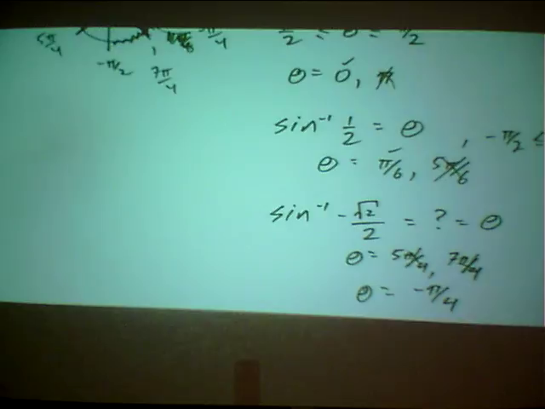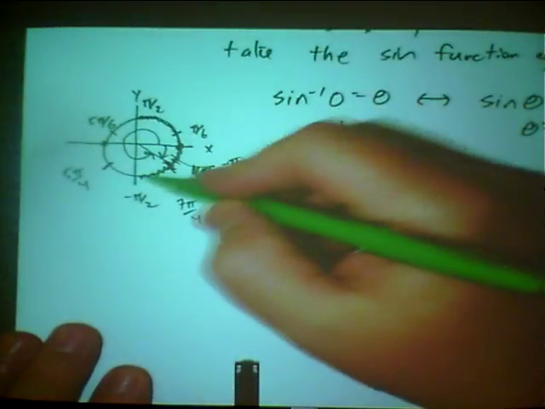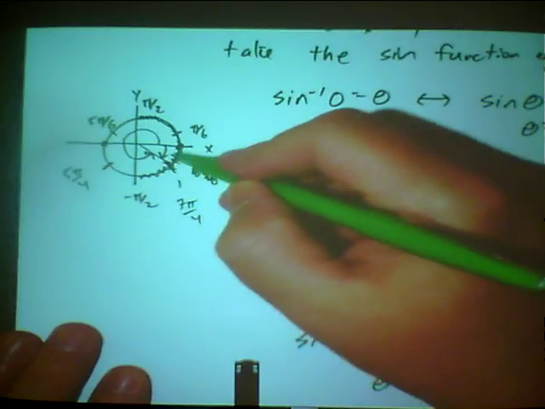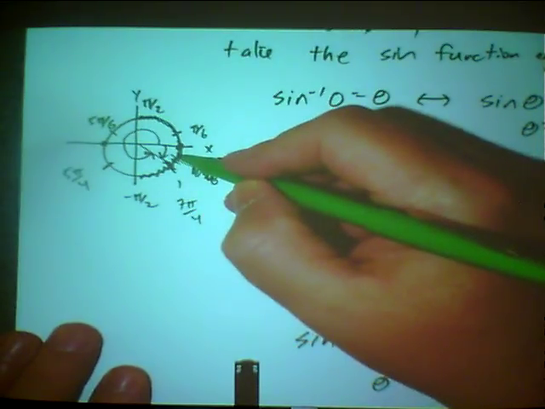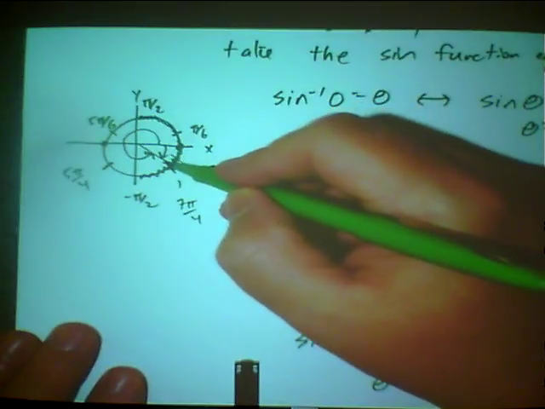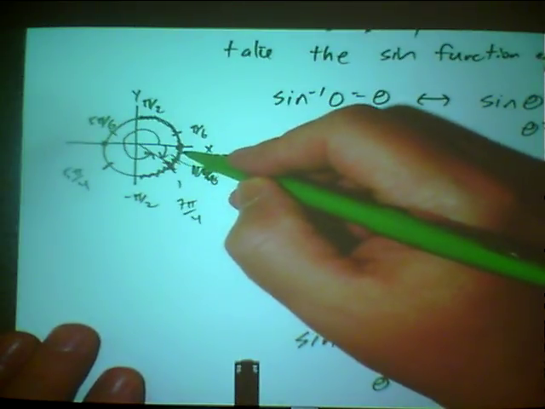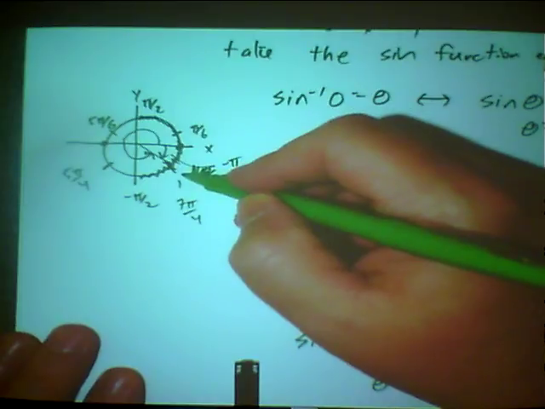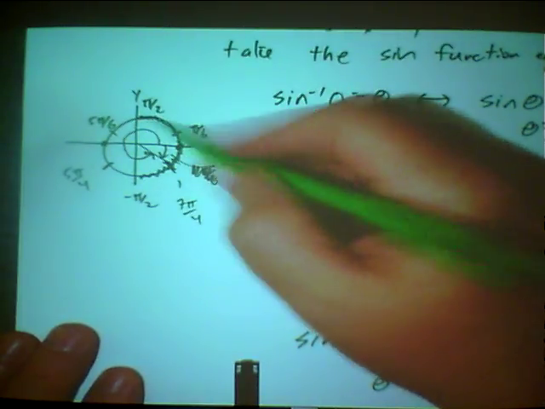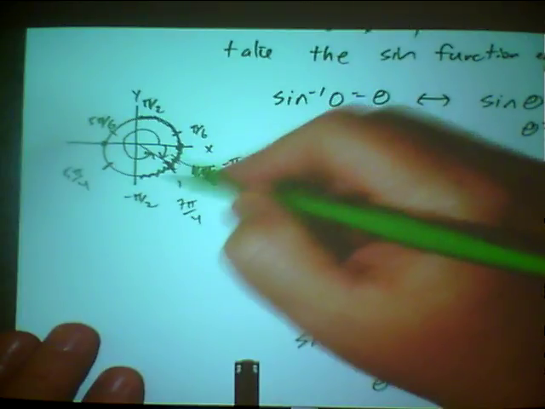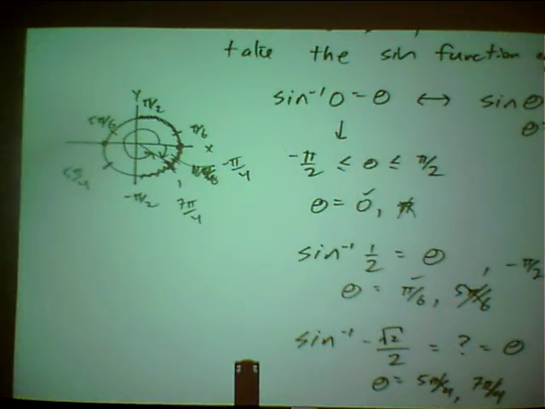So when it's all said and done, my answer is going to be negative pi over 4. So for inverse sine functions, if the angle you're looking at is ever over here in this fourth quadrant, that point is your answer, but you need to write it as a negative angle. If your answer is in the first quadrant, it's just a positive angle. If the answer is in the fourth quadrant, it's a negative angle.